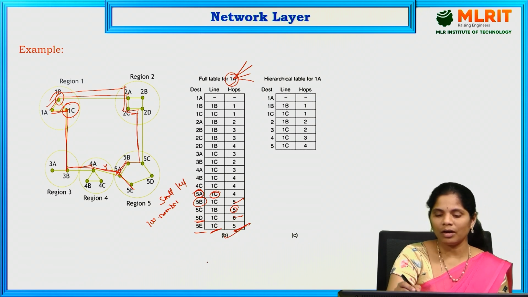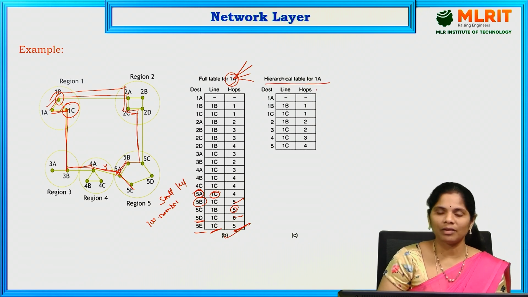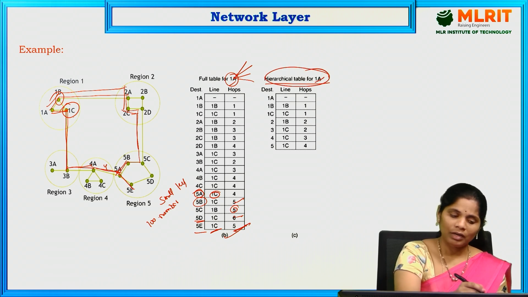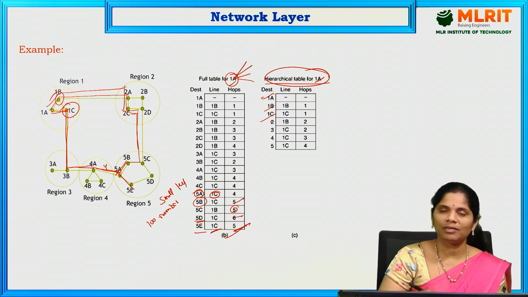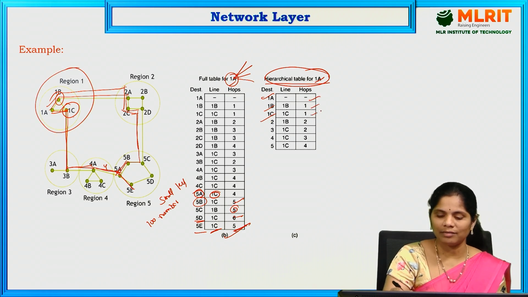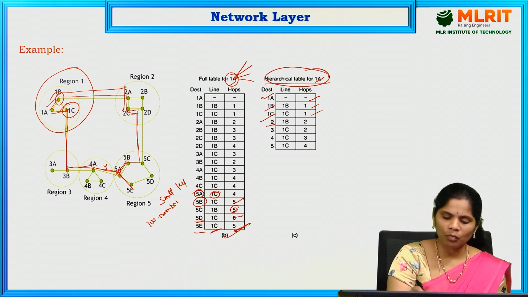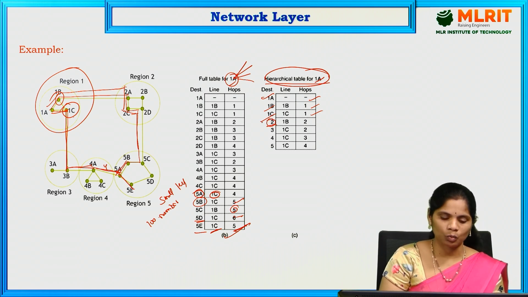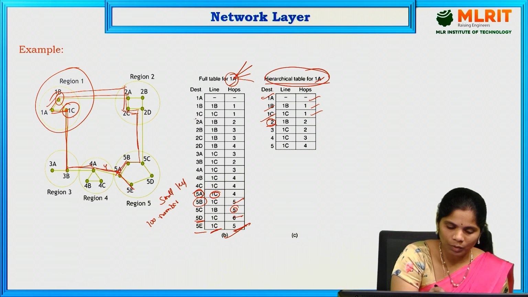That's why, this is how we write the hierarchical table for the hierarchical routing algorithm. For 1A, we write the direct links, 1A, 1B, 1C, because this is the region. That's why we write all as they are. And coming to 1D, we write only one record. Already we said, we only have to write one record for region 2. In this region 2, 2A, 2B, 2C, 2D, till here are there, right?